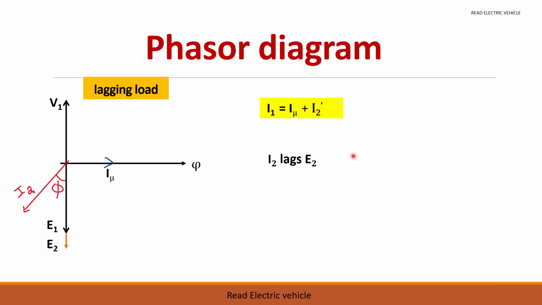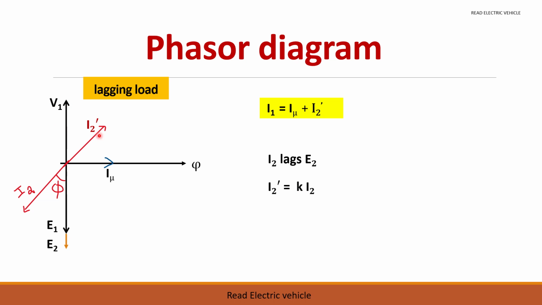Now, what is I2 dash? K times I2, and it will be in antiphase with I2. Right. So this I2, if I draw in the negative direction, it will become I2 dash, and the magnitude of I2 dash depends upon the turns ratio K.